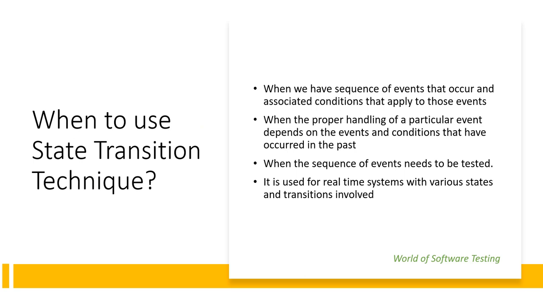So when to use this state transition technique? When we have a sequence of events that occur and associated conditions that apply to those events, like the login page example we are seeing. The second is when the proper handling of a particular event depends on the events and conditions that have occurred in the past. The third is when the sequence of events needs to be tested. And the fourth is that it is used for real-time systems with various states and transitions involved.